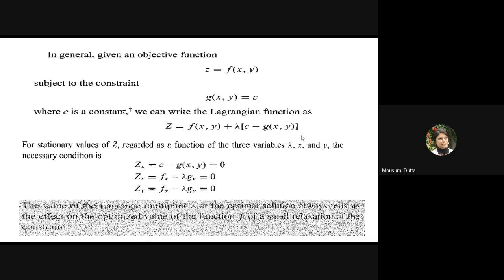However, lambda in general is known as the Lagrange multiplier. So we are bringing in a multiplicative factor lambda, which we multiply with the constraint and add to the original objective function.